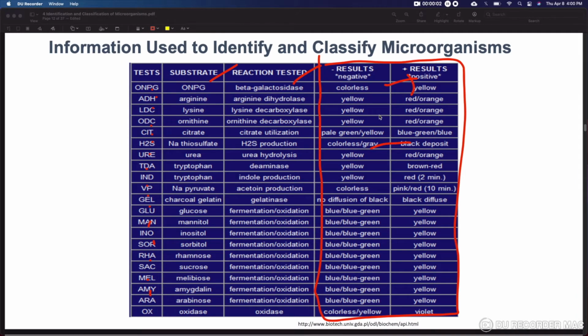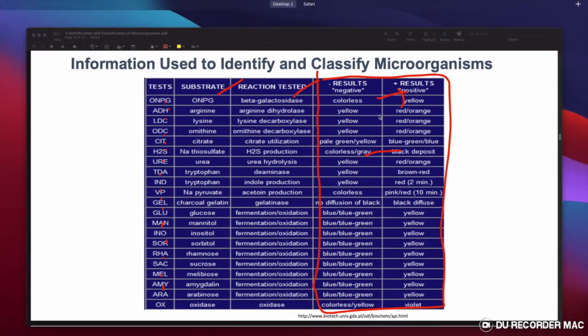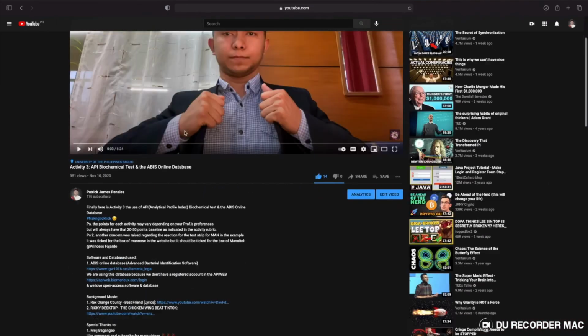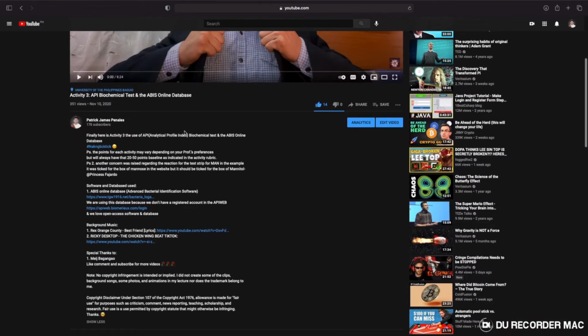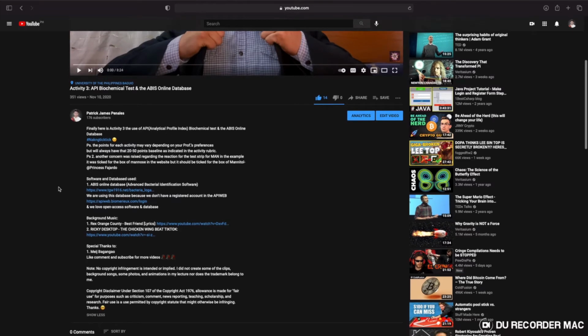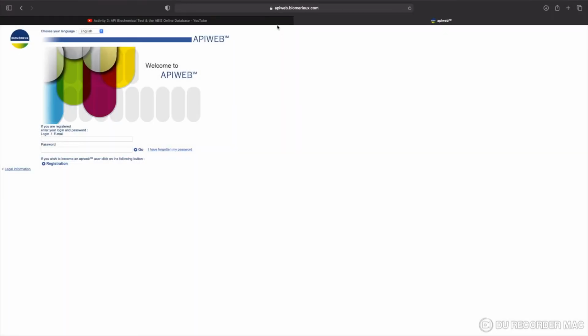If you were in my biosystematics class, you may have encountered the API, the Analytical Profile Index. But for our case, back then, I actually didn't let them use the API system. Because if you can see here, if I log into that database, if I click that, as you can see here in the database, you need to have an account.